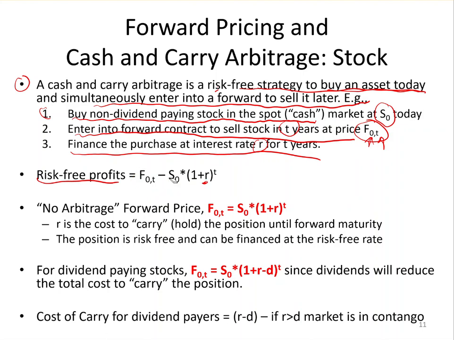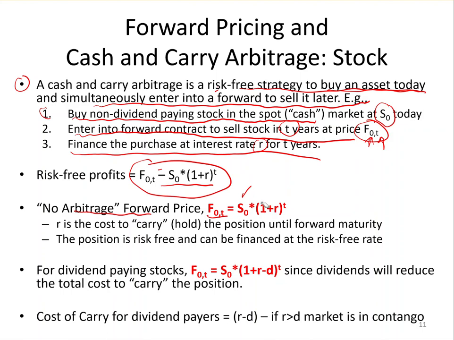So the profit of that cash and carry arbitrage is you're going to receive the forward price at maturity, and you're going to pay off your loan, which is today's spot price plus interest. So if the markets are efficient in that these arbitrage situations don't exist, these two numbers have to be the same. Otherwise, there'd be incentives to do this kind of contract all the time. So we say that the no arbitrage, or the cool kids say no arb, forward price is simply equal to today's spot price times 1 plus the interest rate.